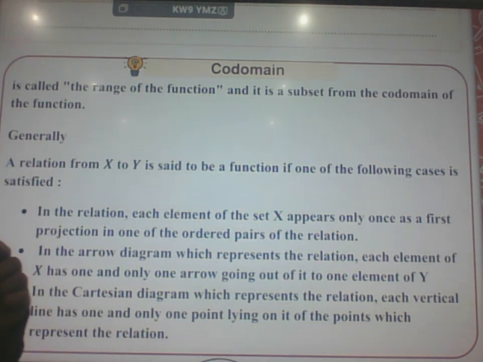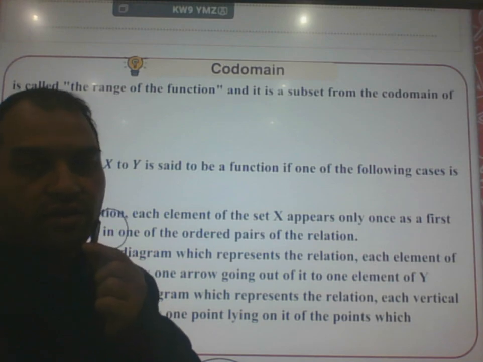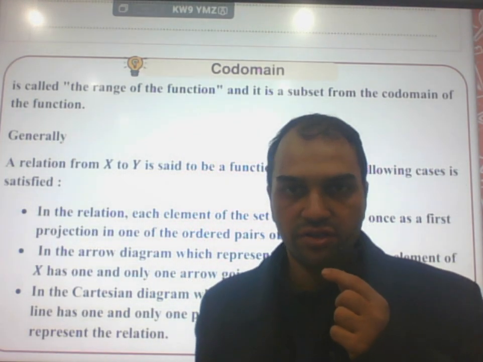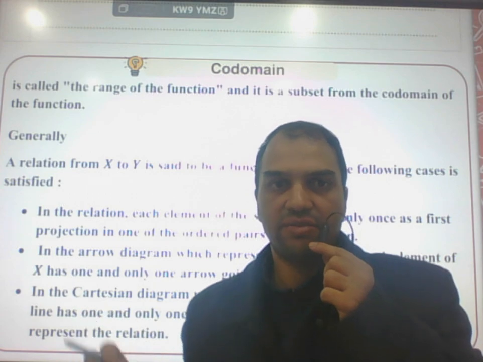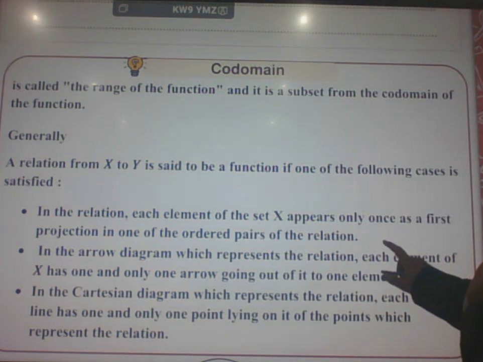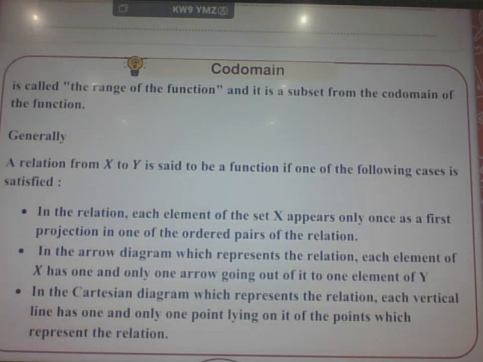And the range, we can find the range, the images which are contained in y. Okay, the relation between x and y we call a function. Then the images in y, we call them, okay, what do we call them? The range. I will explain it now, okay?